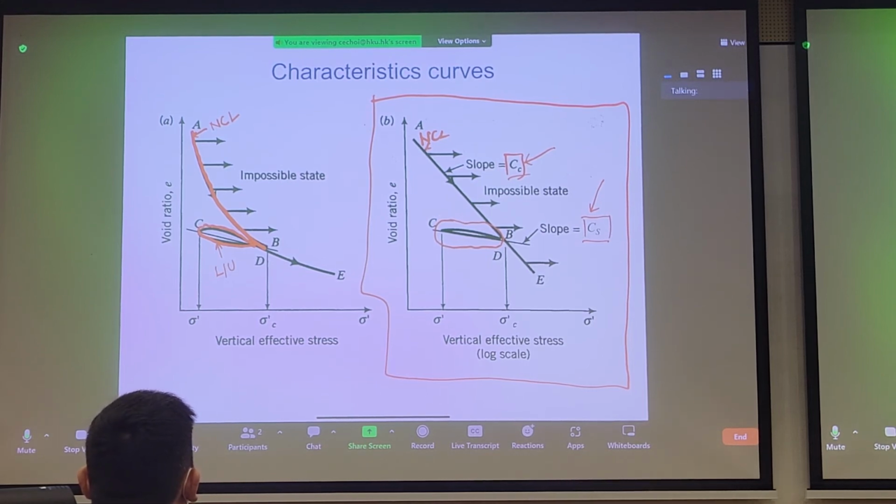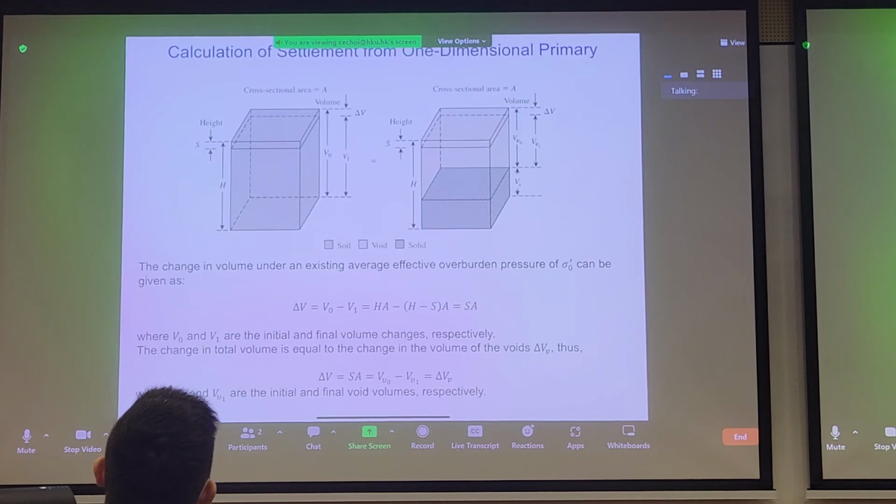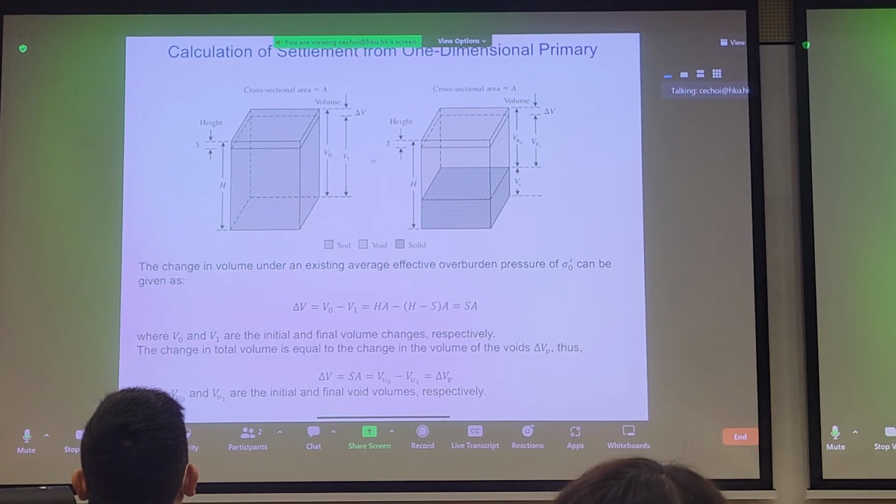So let's look at how we can calculate some of these compression indices together. So far we've basically looked at how to look at odometer data, and we did it extremely fast because you should understand it already. The next step is, well, what's the predicted settlement? We need to know this for ground improvement because we need to know how much soil fill we need, how much sand we need.